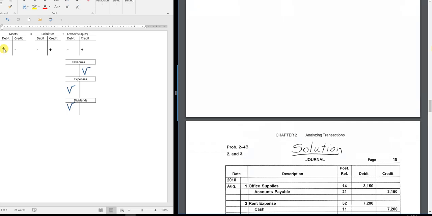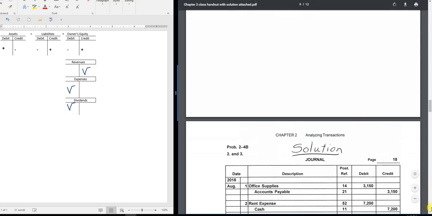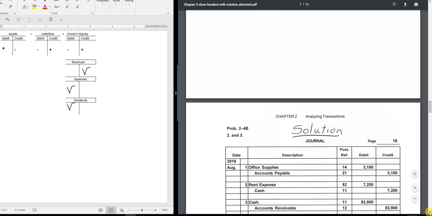down. So I'm getting cash, so I debit cash, which is an asset, and my accounts receivable is going down, which is an asset. So in other words, I'm getting paid instead of a promise to pay. So my entry is to debit cash and credit accounts receivable for $83,900.